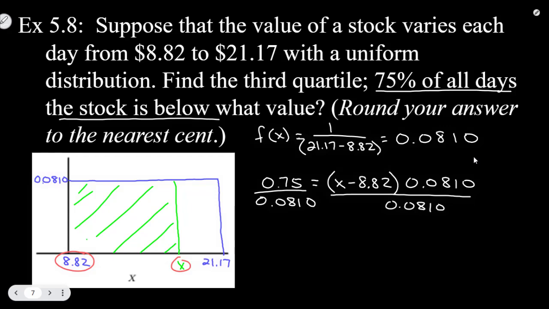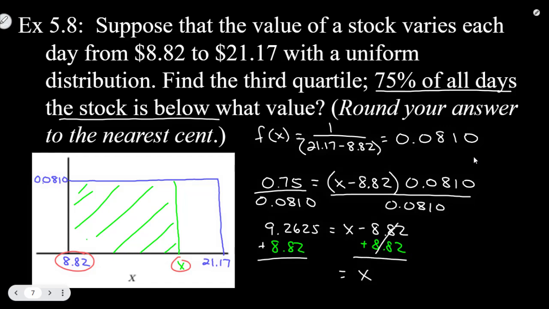And I'm going to get, it may still be the same, but this one actually comes out exactly 9.2625 equals, and then we're going to have x minus 8.82, and then we're going to add the 8.82 to both sides. Again, just algebra. And when we add that, this will cancel. We'll just have x, and then on this side, we're going to have plus 8.82. We get 18.0825.